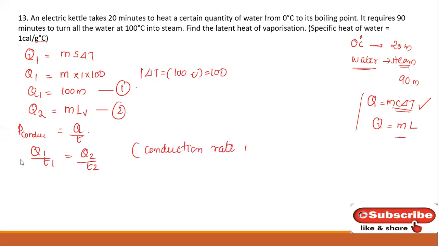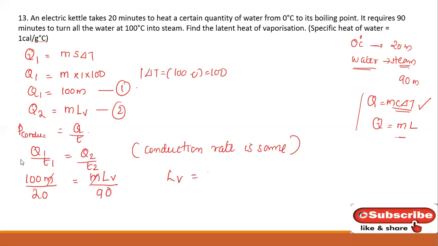That is why Q1 upon T1 is equal to Q2 upon T2. On substituting the value, Q1 is 100 upon T1. T1 is 20 degrees Celsius, that is 20, is equal to Q2, which is M into LV, latent heat of vaporization, upon time taken, which is 90 minutes, that is 90. M will get cancelled. To find out LV, cross multiply.